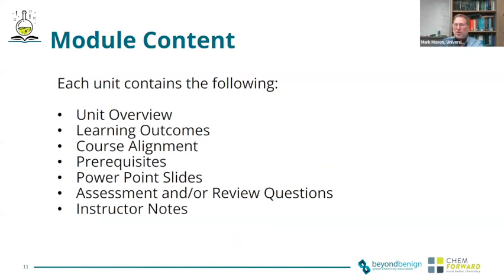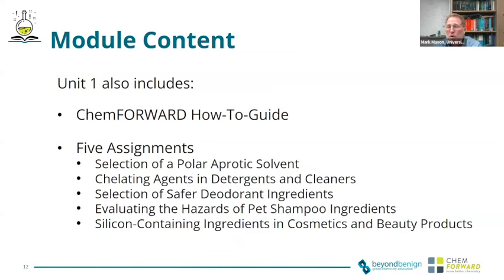So each module comes with a unit overview, a list of learning outcomes, course alignment, some suggested prerequisites, PowerPoint slides, and then either assessment or review questions that could be PowerPoint format or Word document. And then there's some overall instructor's notes. Unit 1 also has a detailed how-to guide for ChemFORWARD.